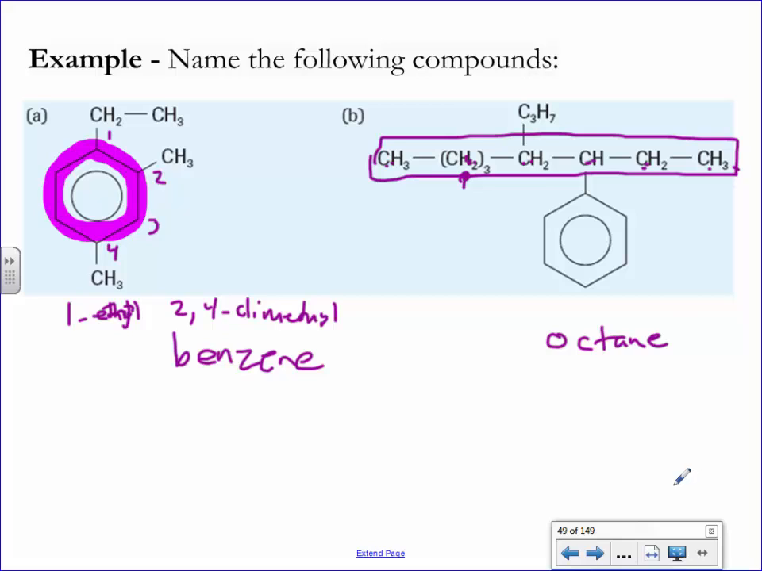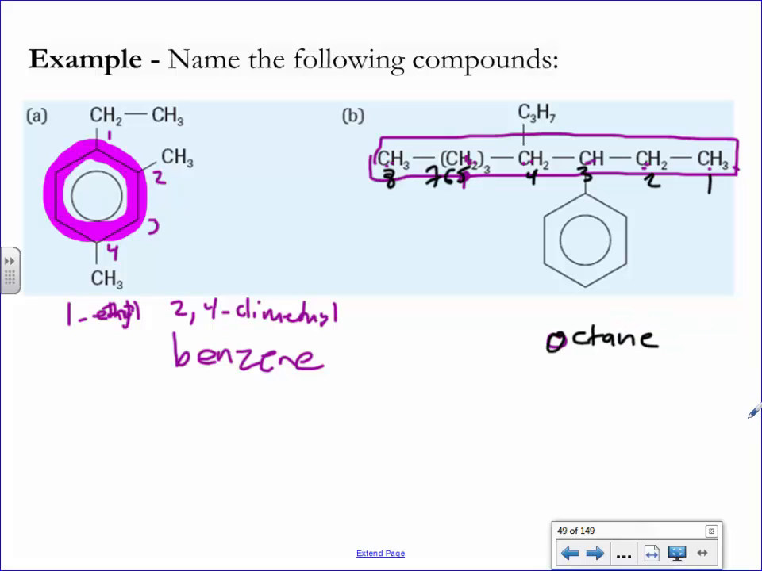So then we got to figure out the lowest numbering scheme. And I'll do the wrong one first, so don't write this down. You could go 1, 2, 3, 4 right here, 5, 6, 7, 8, which means you'd have a branch on 5 and 6. But you guys can probably see, right? That's not the lowest numbering scheme you can have. It's probably better to go 1, 2, 3, 4, 5, 6, 7, 8. So again, it's an octane.